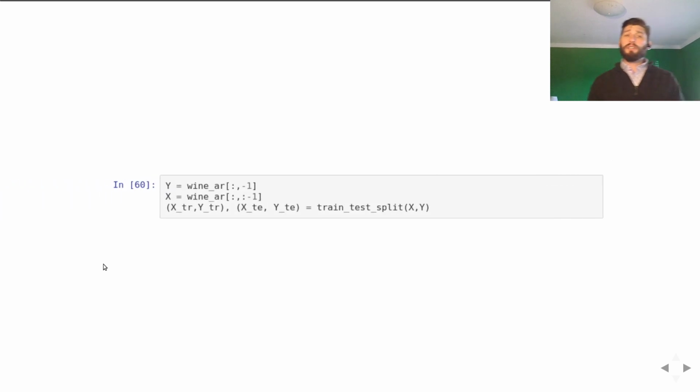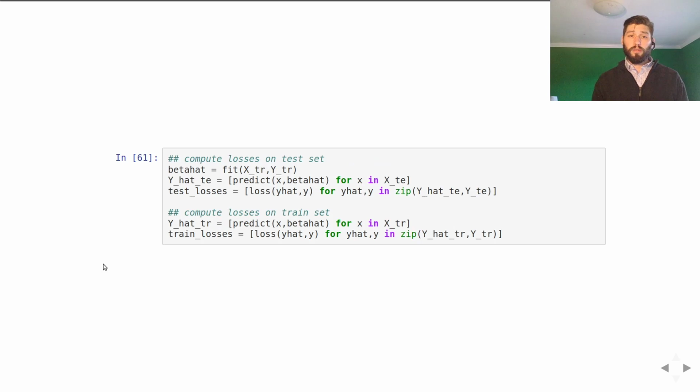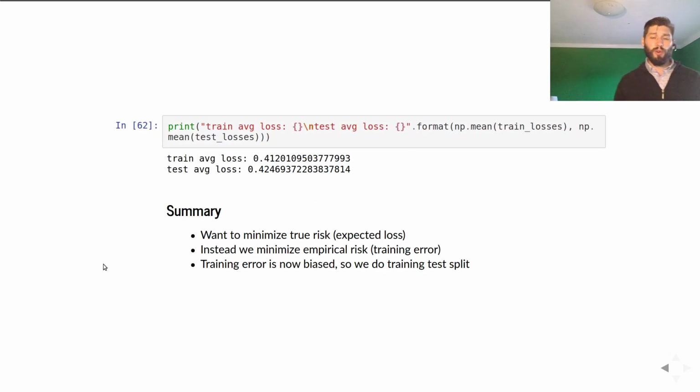Okay, so let's do this for the wine data set. We'll return to the wine data set and do the same thing. We'll fit and predict. We could use the code from the beginning of this, but I just wanted to reuse the same code we had before. If we look at the average training loss, which is the empirical risk, this is 0.412. And the average test loss, the test error, is 0.424.